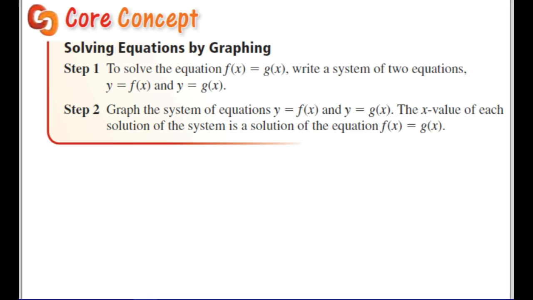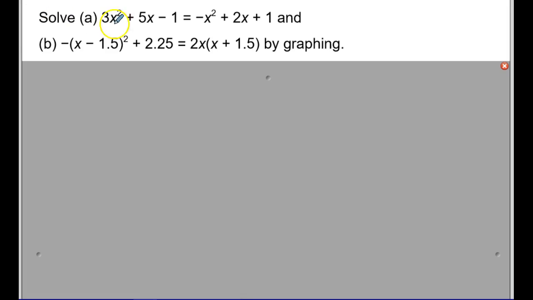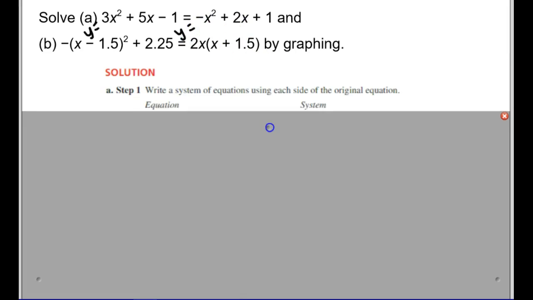Okay. So sometimes we're going to be given one very long equation, and I can use that to graph as well. So actually let's take a look at what this looks like. So here we go. Solve part A here: 3x squared plus 5x minus 1 equals x squared plus 2x plus 1. That seems like two very long things, so I want to solve this by graphing. To do that, I can set each piece equal to y. So I can have y equals this and y equals this. Well, now that's just a system, and I can graph that.